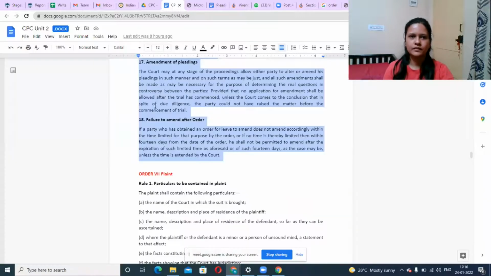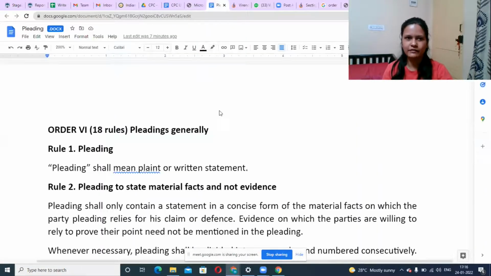Okay. So a few of these things we have discussed while discussing Unit 1, institution of suits as well, because a suit would be instituted again with the pleading only, right? It starts. So there also we had discussed a few points, but on pleadings we have a complete topic dedicated to this only. So we will see that there are a total of 18 rules in Order 6 of the CPC.